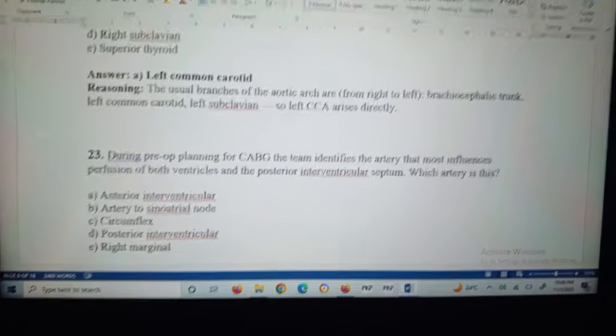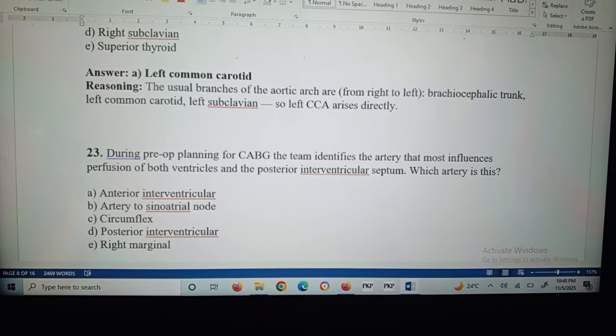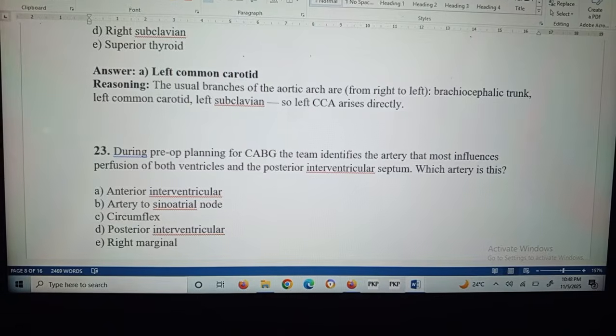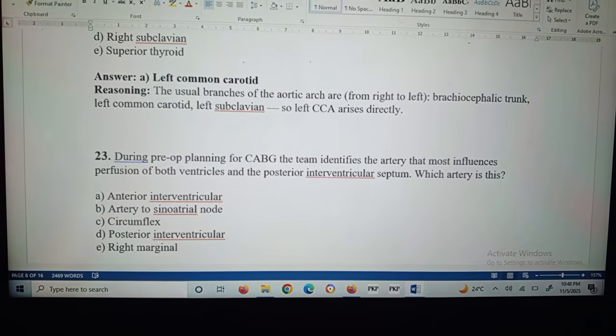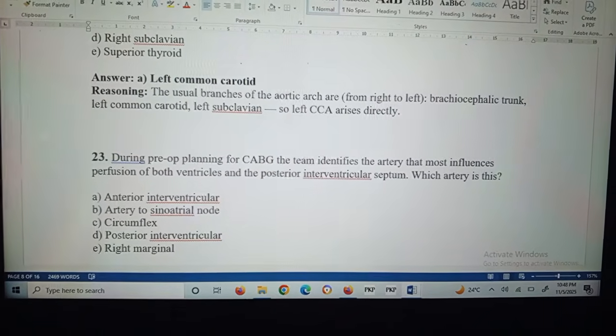During pre-operative planning for CABG, the team identifies the artery that most influences the perfusion of both ventricles and the posterior interventricular septum. Which artery is this?